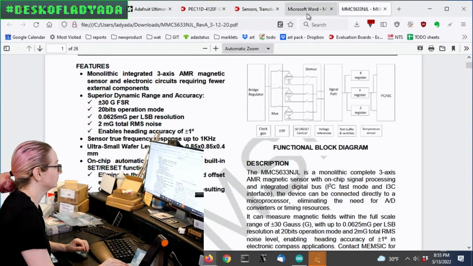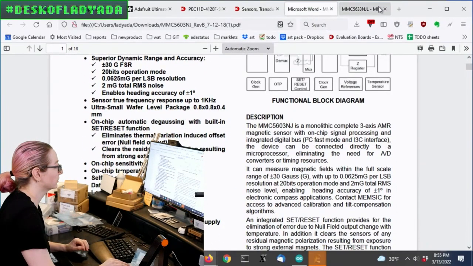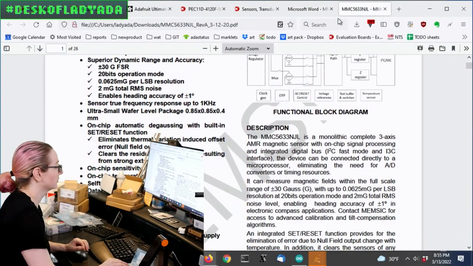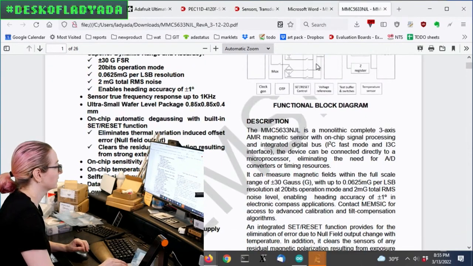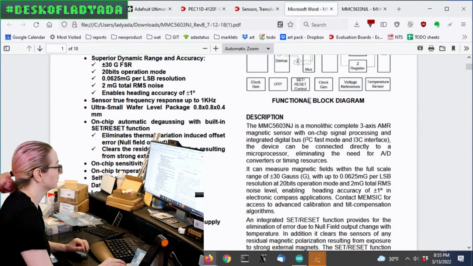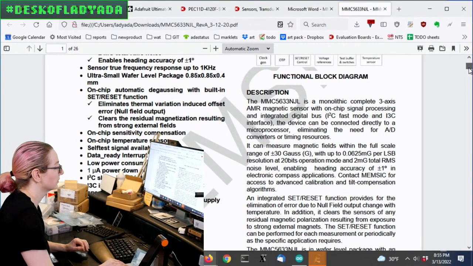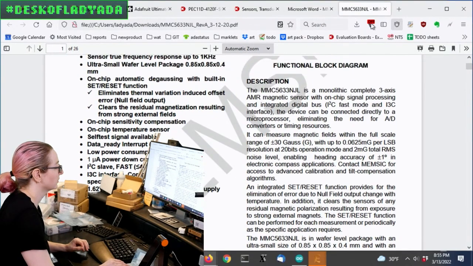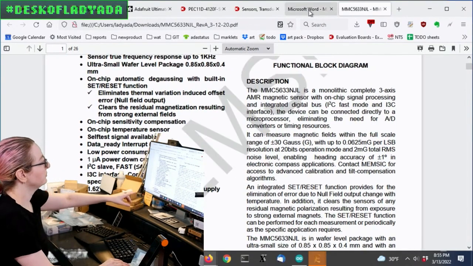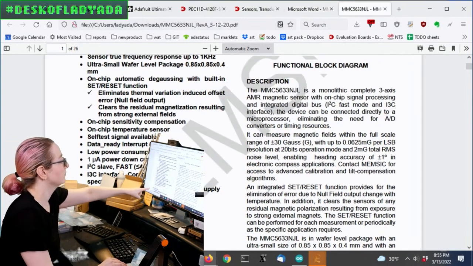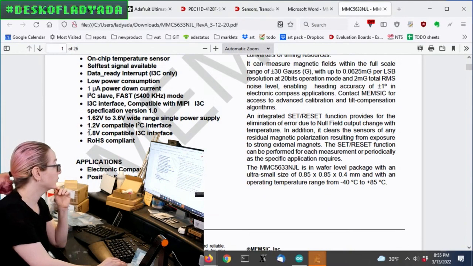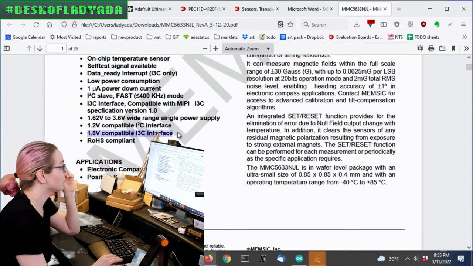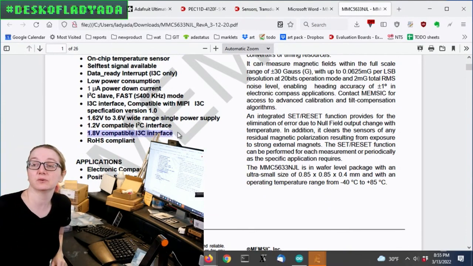If you look down here, what's different? Hold on, go down to applications. What's different is this one has an I3C interface in addition to an I squared C interface.